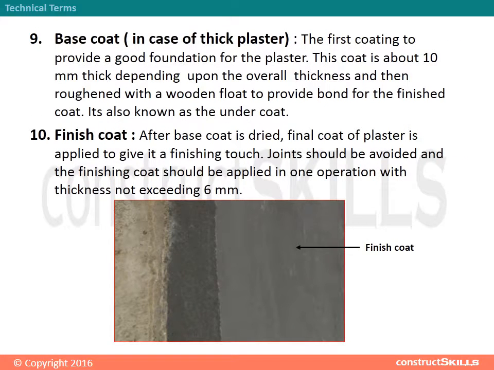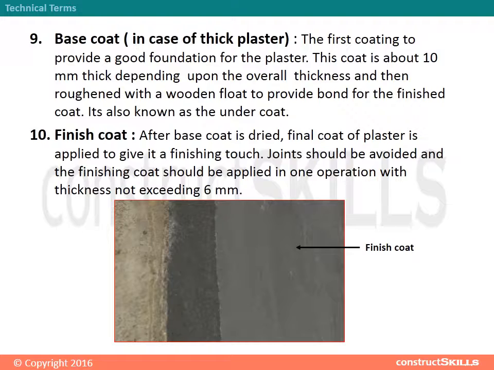Base coat: in case of thick plaster, the first coating to provide a good foundation for the plaster. This coat is about 10 mm thick depending upon the overall thickness and then roughened with a wooden float to provide bond for the finished coat. It's also known as the undercoat.